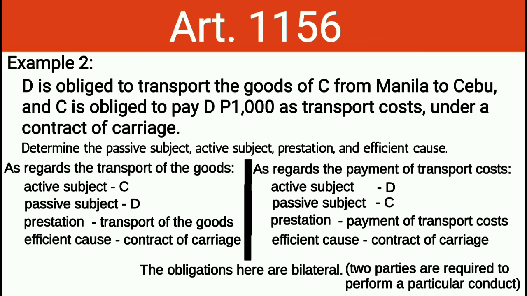Always remember, kung isa lang ang magpe-perform ng particular conduct, unilateral yung obligation. Pero kung dalawa silang magpe-perform ng obligation, that means each party, okay? Ang tawag sa obligation ay bilateral obligation. Uni means one and bi means two.